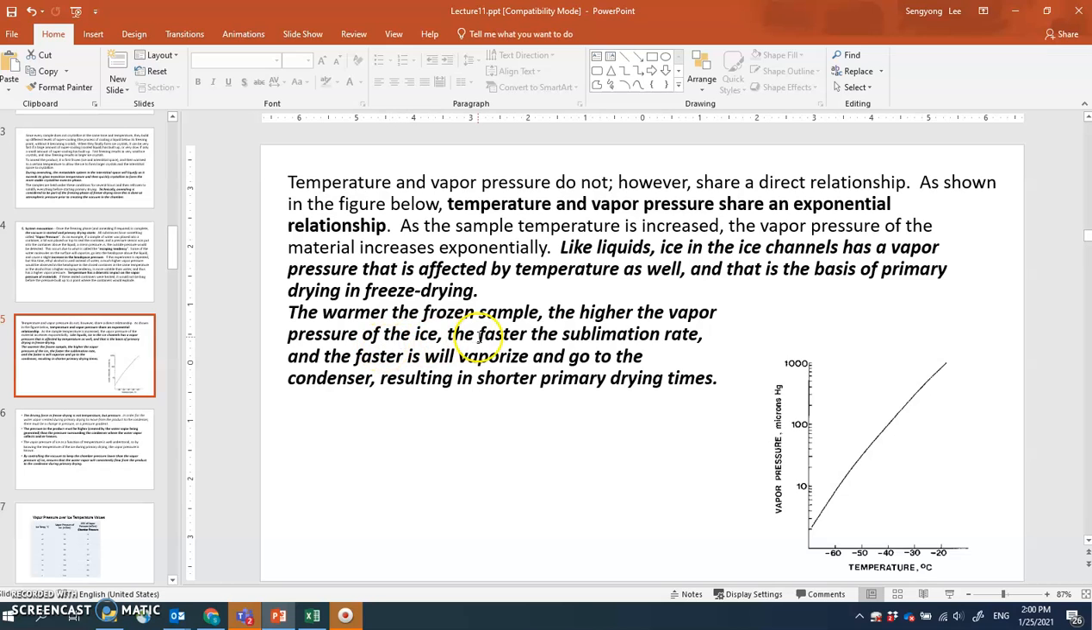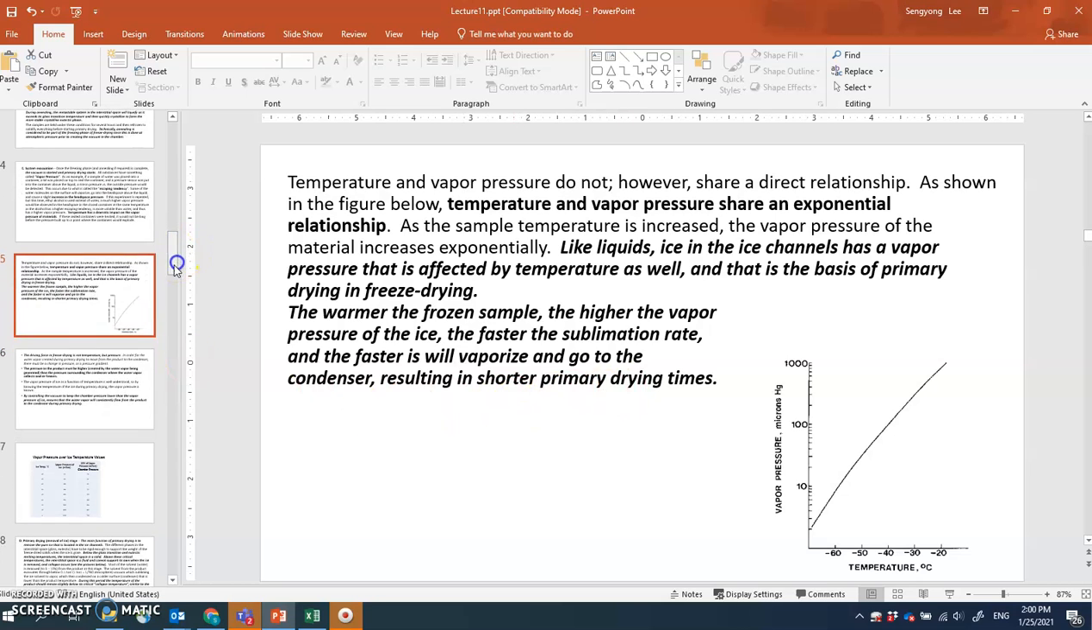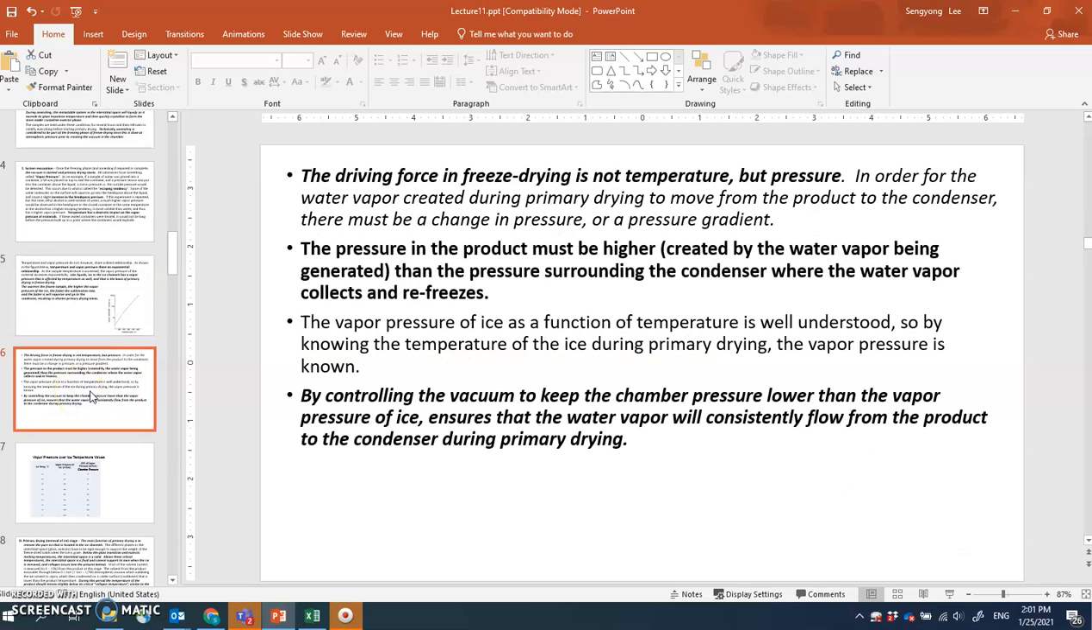That's what it means. Okay, the faster the sublimation rate, meaning you can vaporize more ice crystal. That's because the vapor pressure is high, and the vapor will go faster to the condenser, resulting in a shorter primary drying time. Okay, so understand how temperature affects the vaporization process.